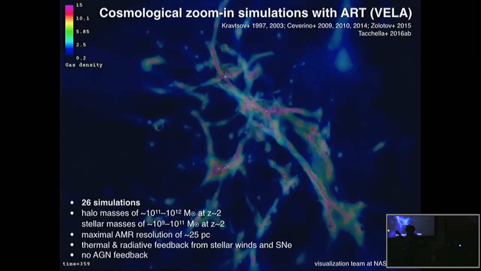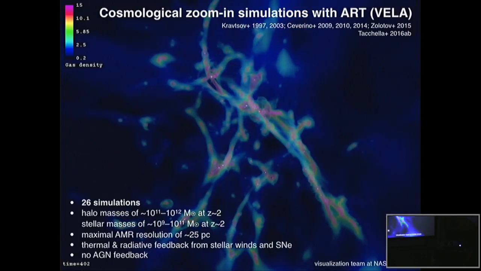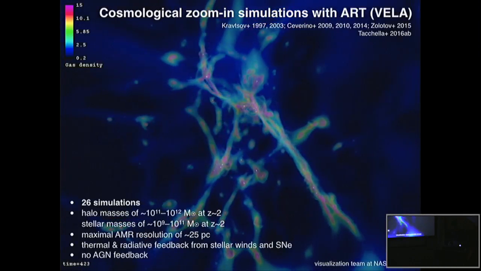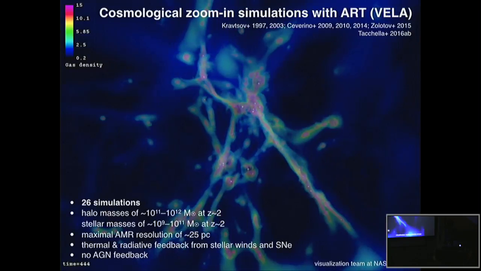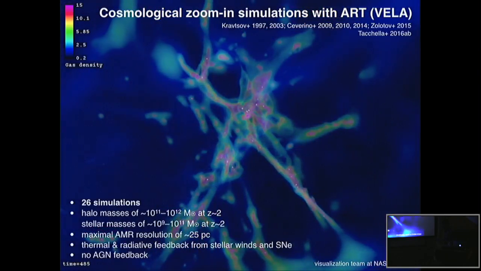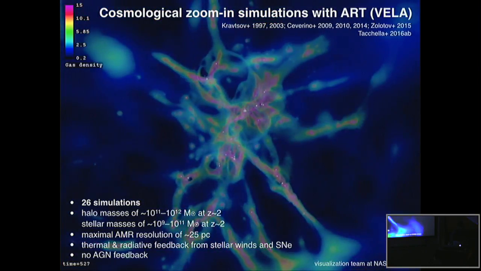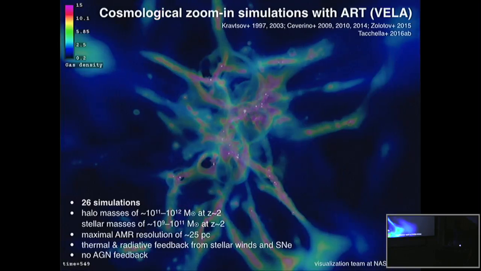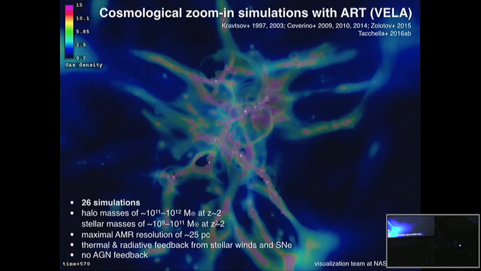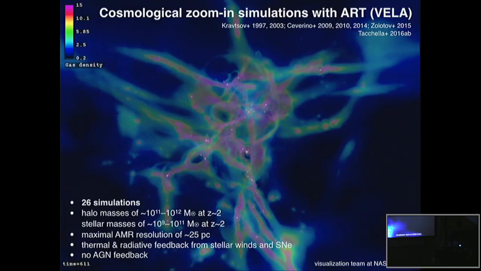The nice thing is, in such simulations, you're able to resolve down to 25 parsecs, which doesn't sound great for you, but for us it is actually very nice, because then we can start understanding how stellar mass is forming on, let's say, at least the kiloparsec scale quite well. There's an implementation of thermal radiative feedback from stellar winds and supernovae, but important to mention is that there is no AGN feedback implemented.